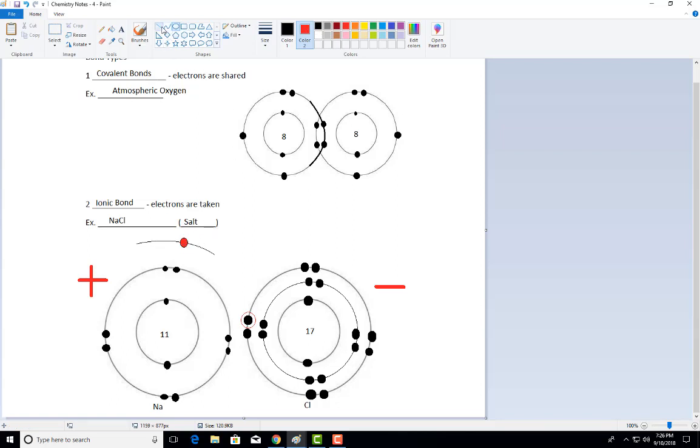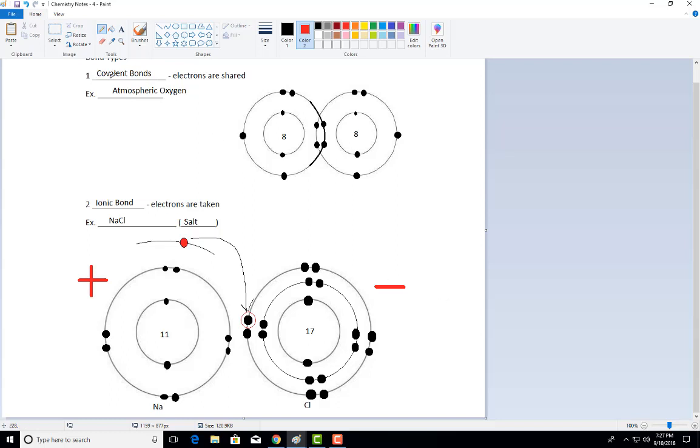And what happened to him? Well, I'm going to do a free draw. There we go. There he went. He left sodium and went to chlorine, causing this one to become positive because it lost a negative charge, causing this one to become negative because it gained a negative charge, and they instantly stick together. And that bond type is called an ionic bond. They are ions, they're magnets, they stick together.